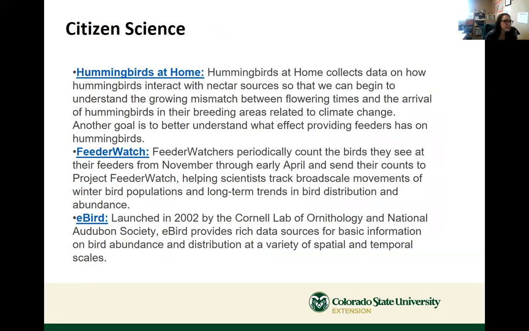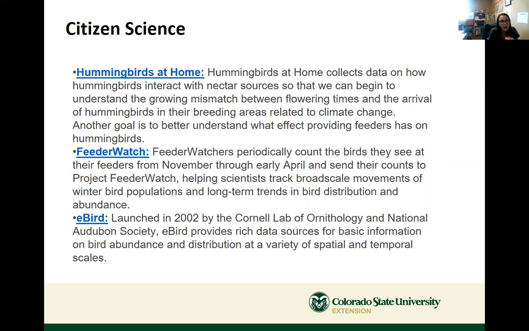And here's your citizen science projects that you can get involved with for hummingbirds. We already mentioned Hummingbirds at Home. This is data that's being collected on how they're interacting with different flowers. So we can try to understand the mismatch between flowering times and the arrival of hummingbirds in these breeding areas related to climate change. So this is very helpful for people to be out reporting data, so we can try to get an idea on what's going on.